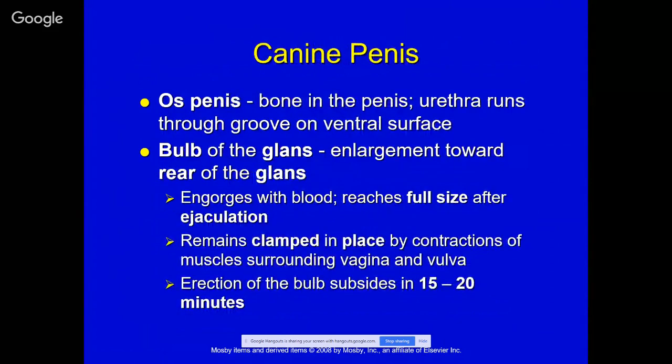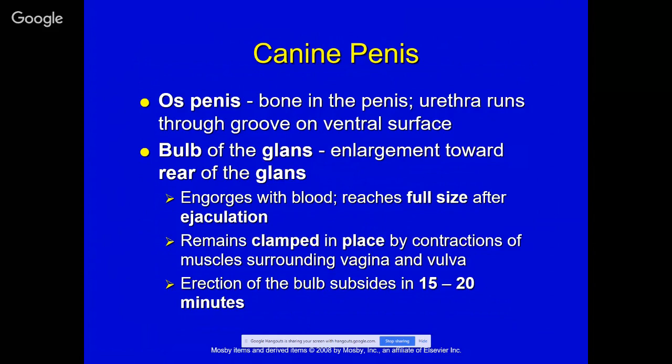The canines have an os penis. It is a bone within the penis, and the urethra runs right through the groove on the ventral surface of this bone. The canine penis has a bulb of the glans, which is an enlargement toward the rear of the glans, and it can engorge with blood. You may notice it on your male dogs, even if they are neutered. It will engorge with blood, and it will reach full size after ejaculation.